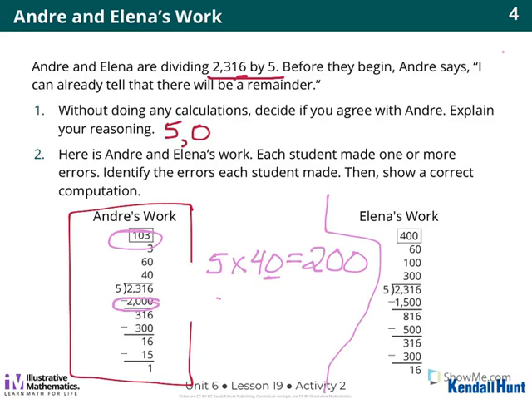Okay, for Elena, what was the one mistake she made? What was her mistake? She forgot to add the remainder, and she forgot to put the remainder even on there. Because she forgot to do the 5 times 3 equals 15, and 16 minus 15 is 1. So she should have done one more step, right? To get 5 times 3 is 15. And then she would have had the right answer. 1, remainder 1. Okay.